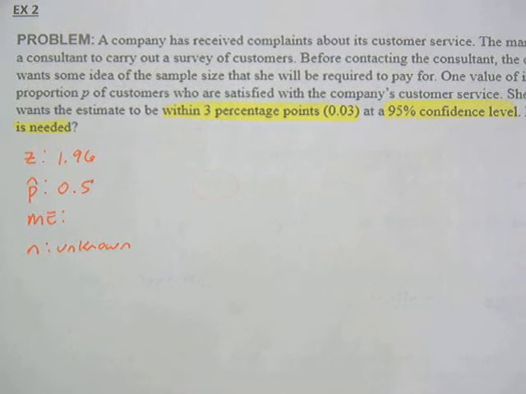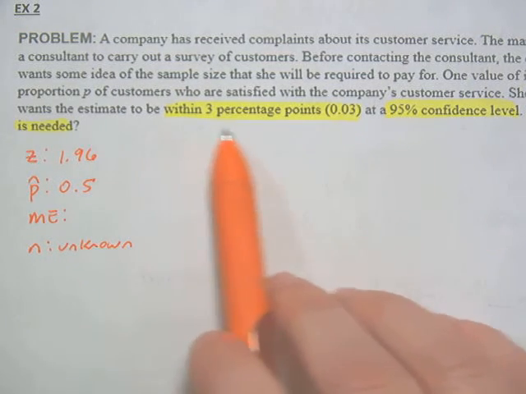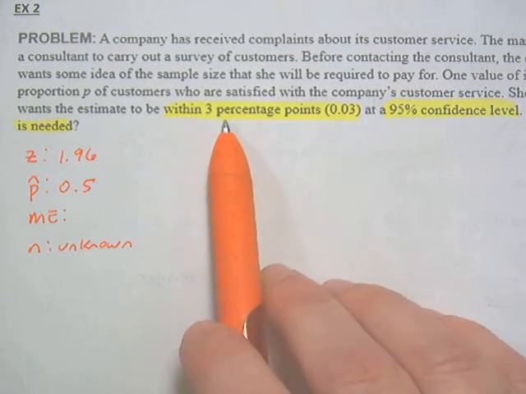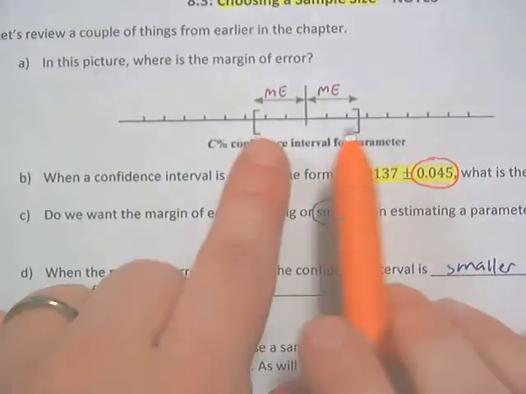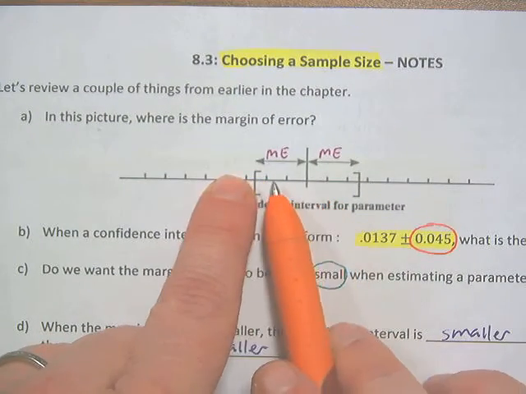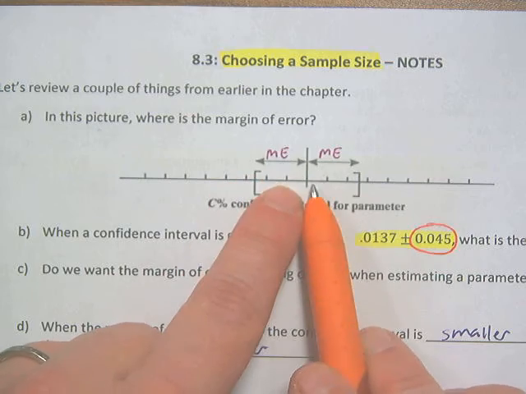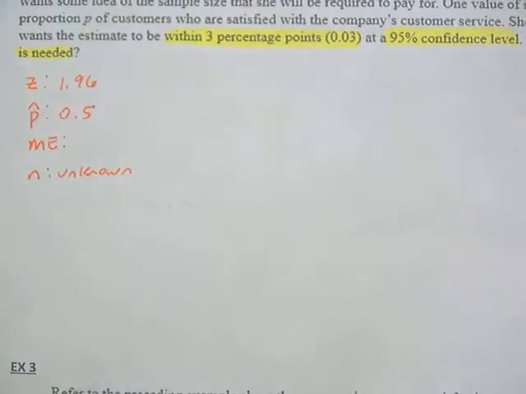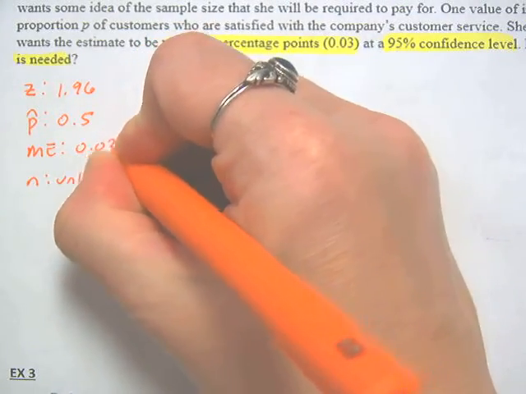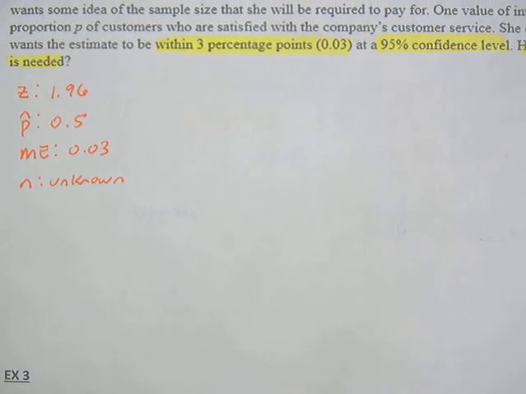Margin of error, for some of you, you might really not know what to put there, so don't overthink it. When it says within 3 percentage points, that means 3% either way. Look at the picture. That just means within 3, so 3 this way, 3 this way. So 0.03 is your margin of error. They give that to you in a roundabout way.